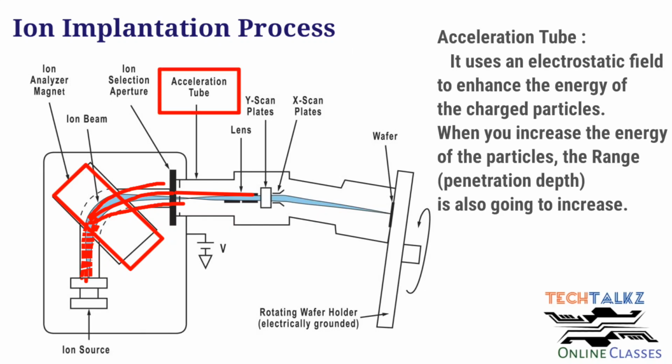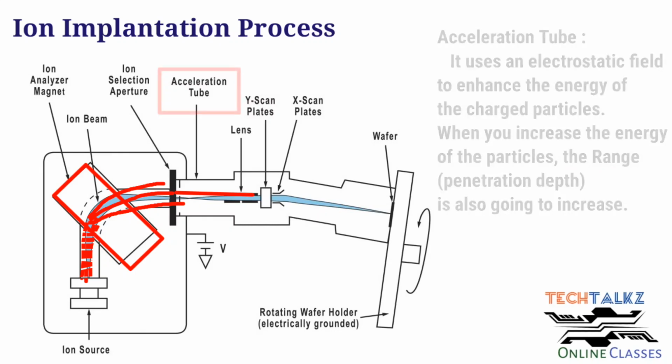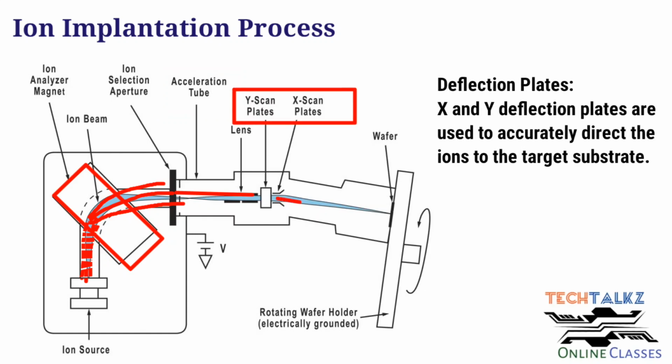Then these ion beams are accelerated to increase their kinetic energy. When you increase the energy, the penetration of these particles onto the substrate is going to increase. This penetration depth is called the range of ions. Anyway, these accelerated ions are focused by the deflection plates. There will be X and Y deflection plates. These are used to effectively focus the charged particles onto the target, that is the substrate.